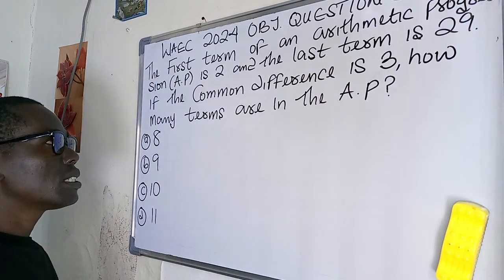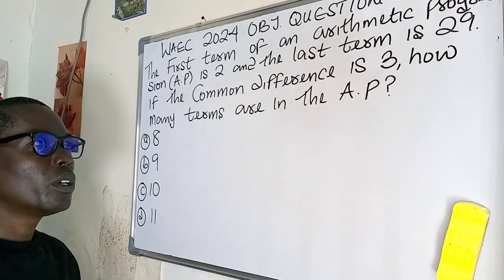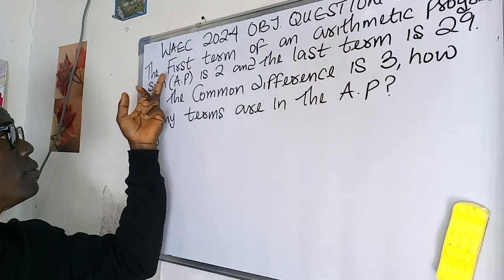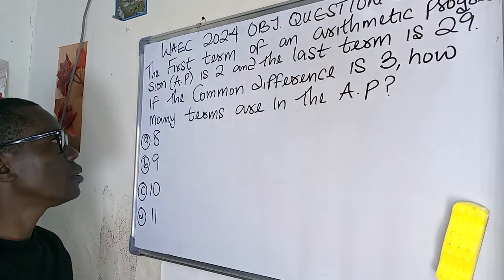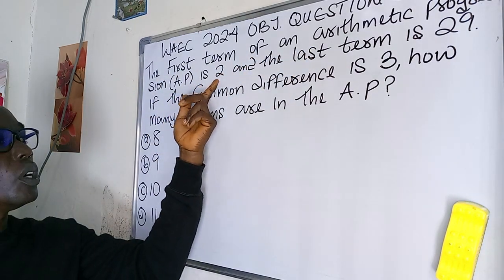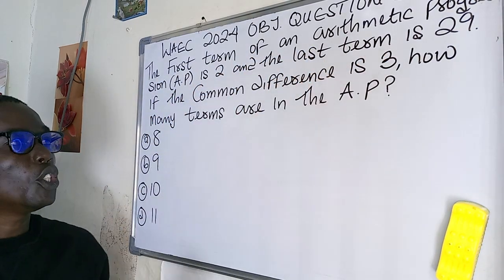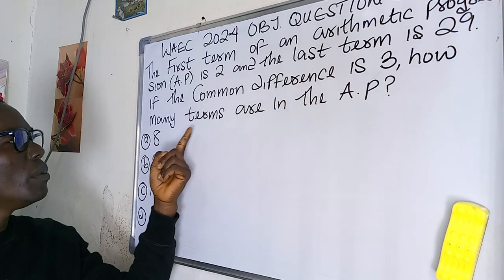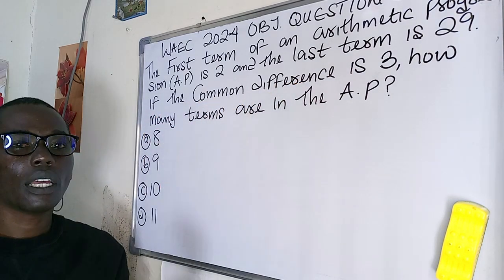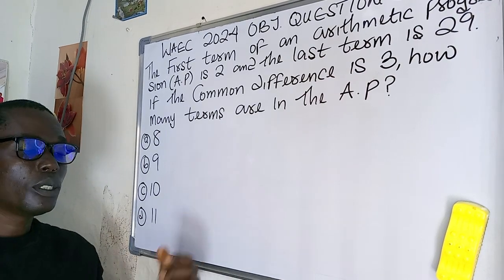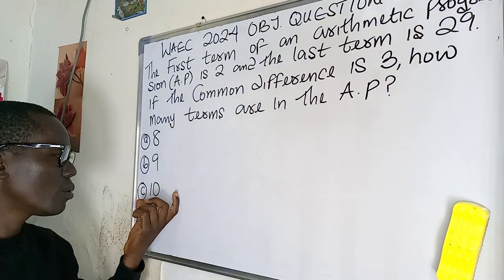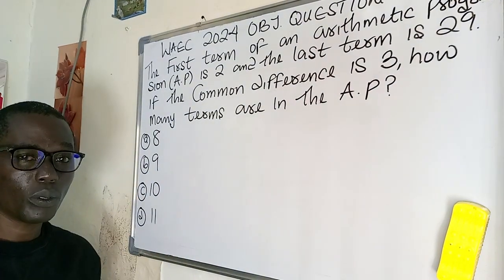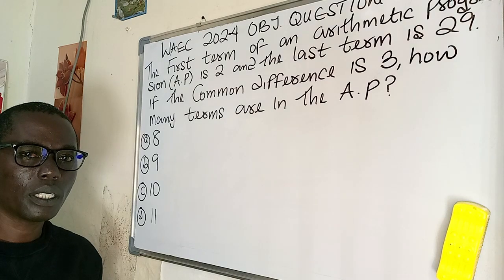The West Africa Examination 2024 objective question number 3 says the first term of an arithmetic progression (AP) is 2 and the last term is 29. If the common difference is 3, how many terms are in the AP? Now this is question number 3 and we are asked to find the answer in just a few seconds. How do we go about doing this?